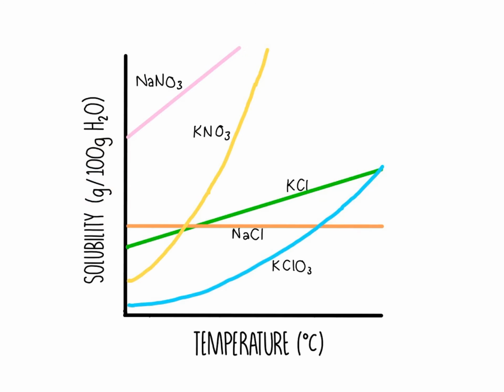We can show the solubilities of different substances using a solubility curve, with temperature plotted on the x-axis and solubility plotted on the y-axis. We can look at these solubility curves to see the solubility of a substance at a particular temperature. So for example, looking at this solubility curve here, we can see that at low temperatures, sodium nitrate, NaNO3, is the most soluble, whereas potassium chlorate, KClO3, is the least soluble.